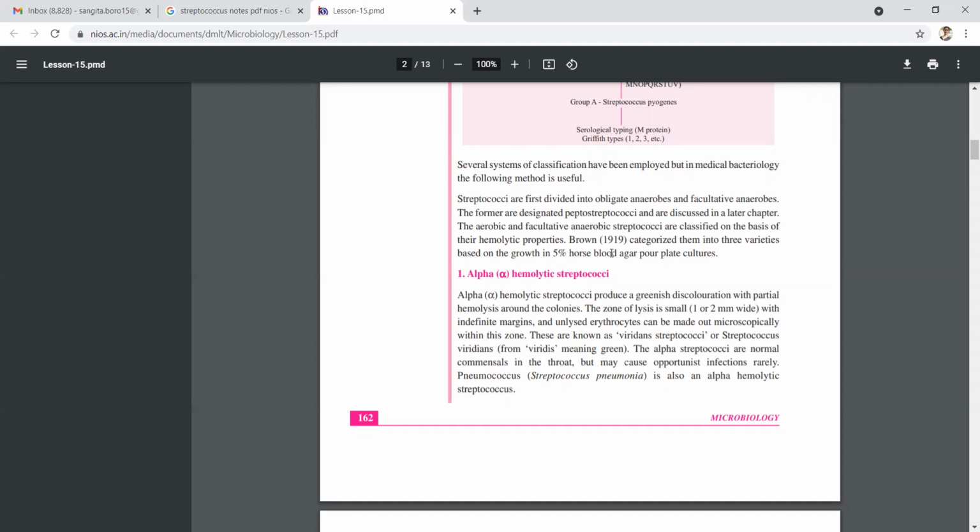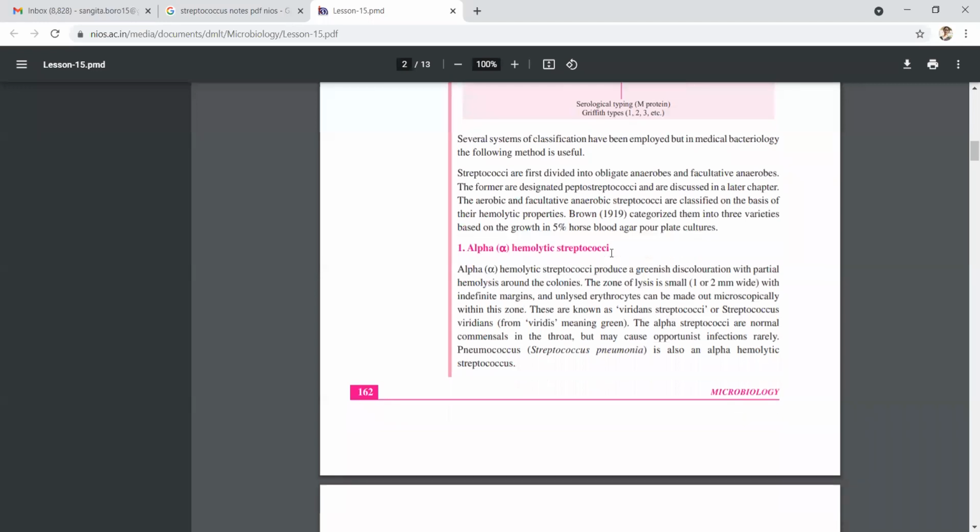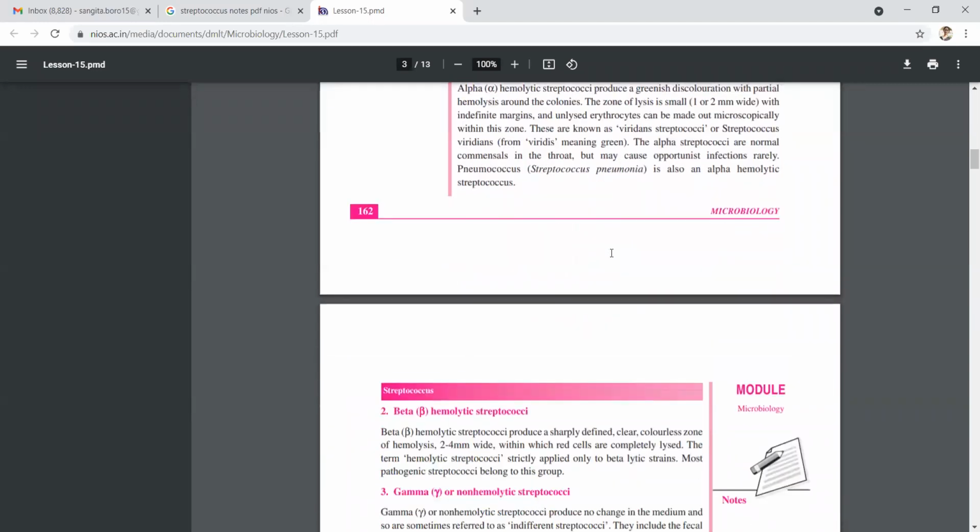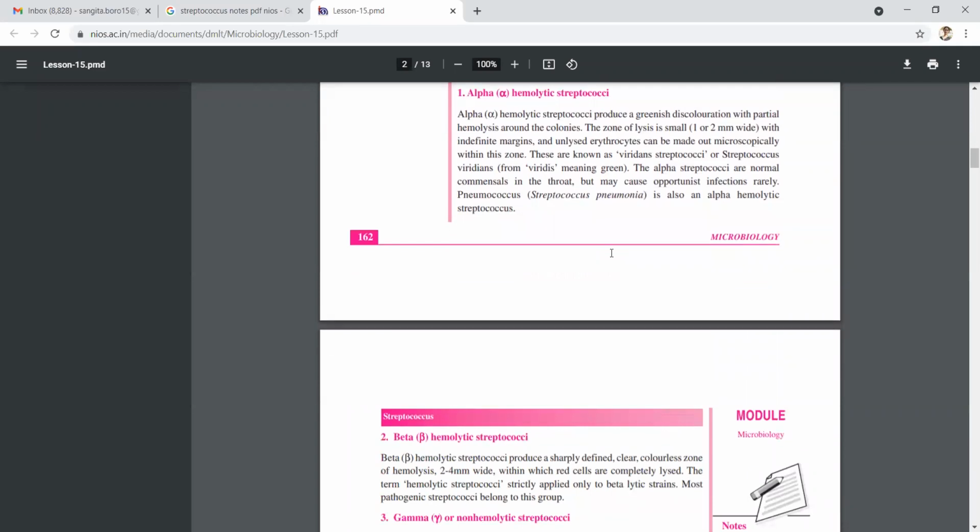Then, on letting this bacteria grow on the horse blood agar plate cultures, he found different kinds of hemolysis. Now, what were the different kinds of hemolysis that he observed? The first one, which you saw, is alpha hemolytic streptococci. The alpha hemolytic streptococci produce a greenish discoloration with partial hemolysis around the colonies.